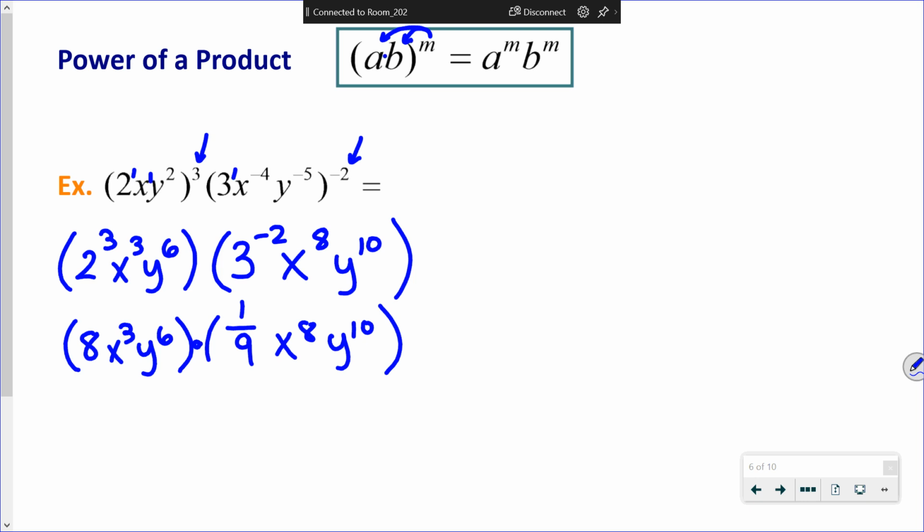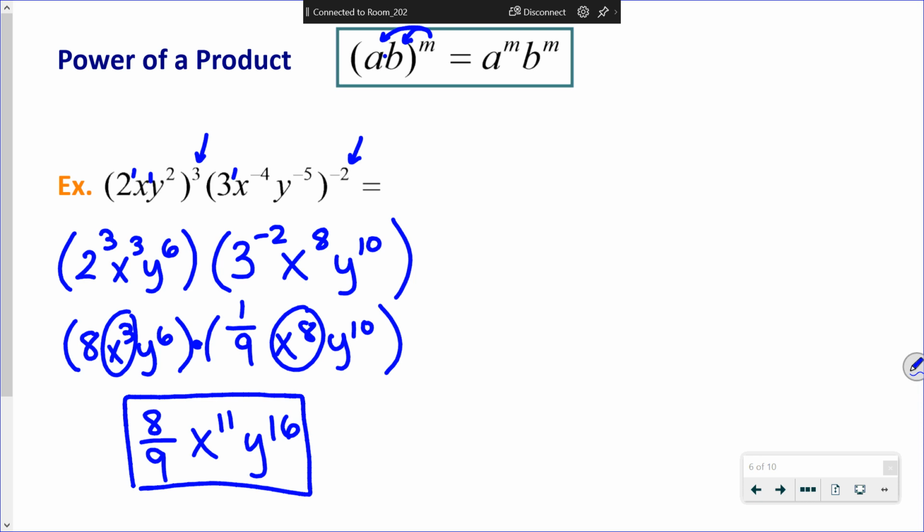Now I'm going to simplify. I know I've got a multiplication problem. This is the first rule we learned. So the numbers, the 8 and the 1/9, are just going to get multiplied together, giving us 8/9. Then I've got x to the 3rd power and x to the 8th power. That means I'm multiplying 3 x's and then 8 more x's for a grand total of 11 x's. This is the add the powers rule. Then I've got y to the 6th multiplied by y to the 10th. Again, that means I'm multiplying 6 y's and 10 more y's, giving us y to the 16th power. It's the add the powers rule. And that's the simplified version.